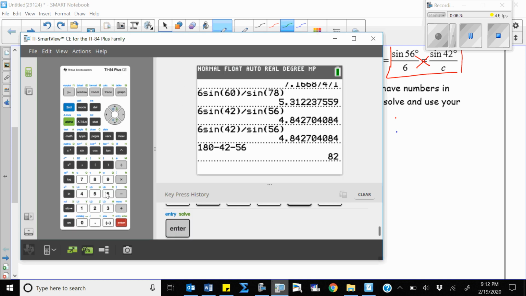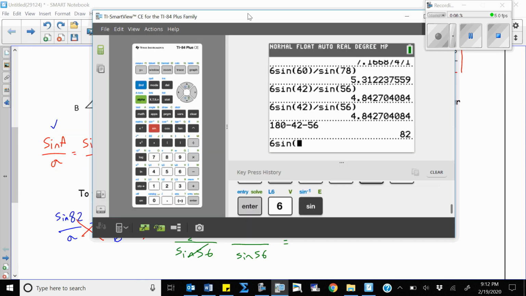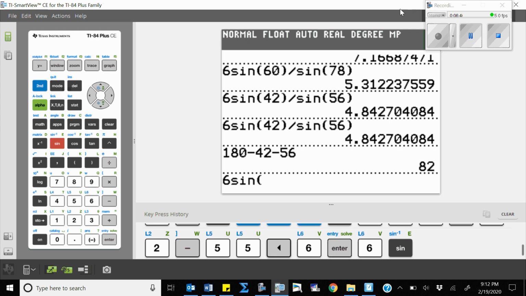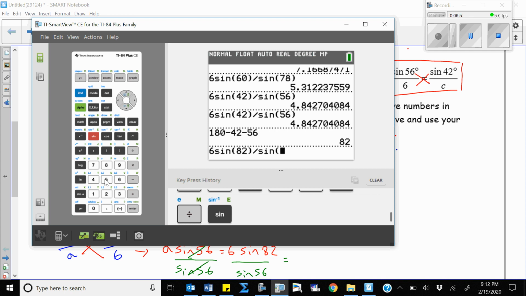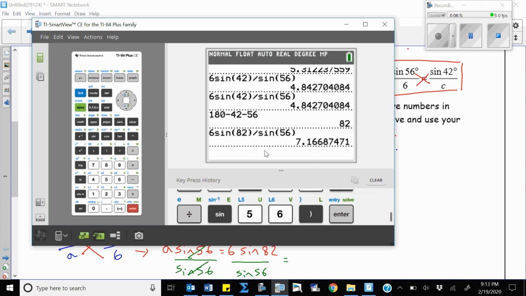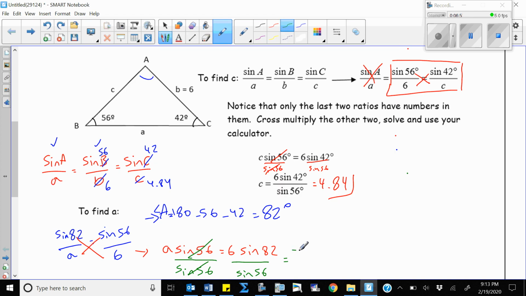So 6 sine of 82 divided by sine of 56. It's equal to 7.1. So we found the measure of side A here, which is equal to 7.1.